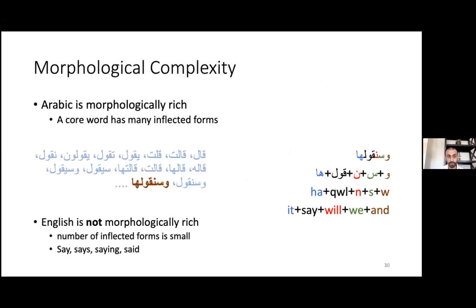Another challenge is the morphological complexity of Arabic. Arabic, unlike English, is morphologically rich, which means that a core word has many inflected forms. Like here, you have qala, qalat, qulta, yaqulu, etc. While for English, you have only up to 6 forms for any word. So you have say, says, saying, said. And a word in Arabic carries a lot of information. You can see here وَسَنَقُولُهَا has been translated into "and we will say it." Just one word translates to 5 words.